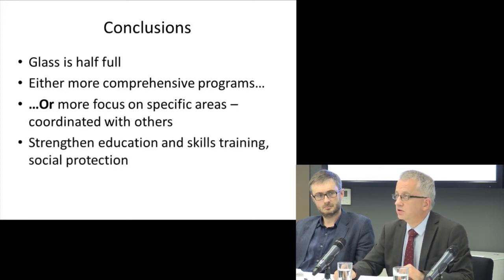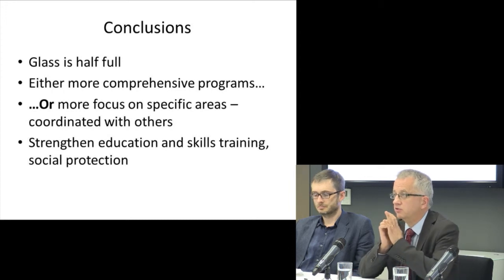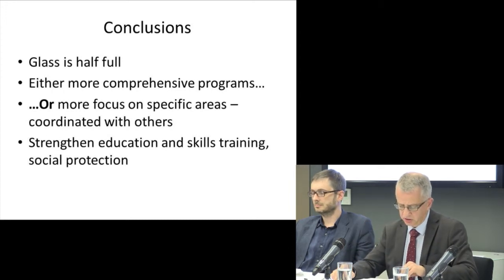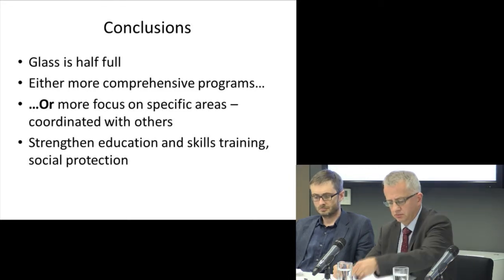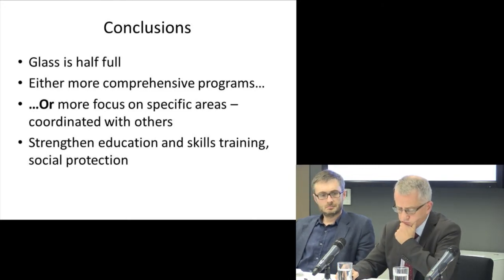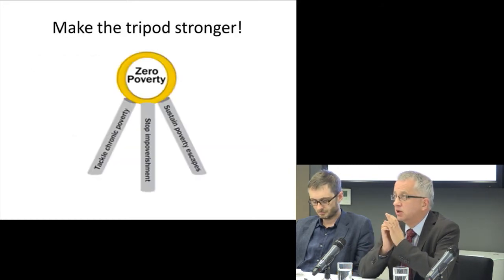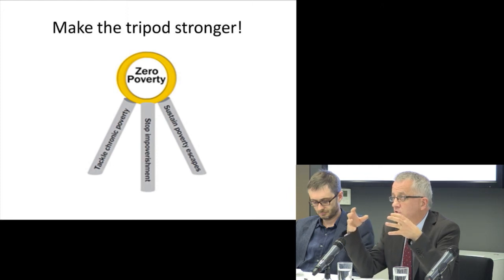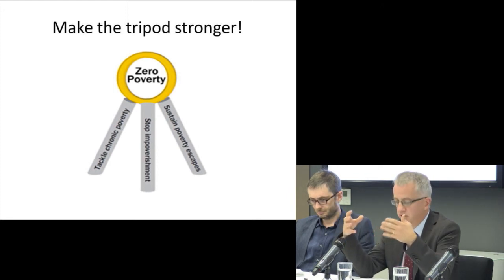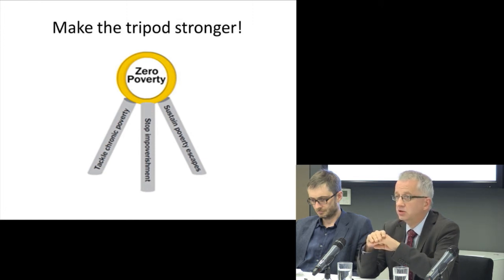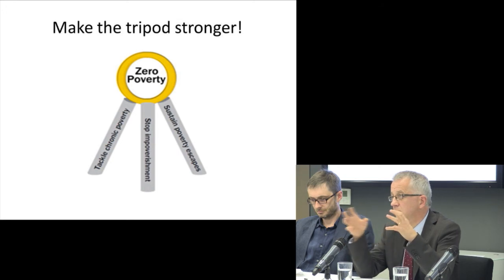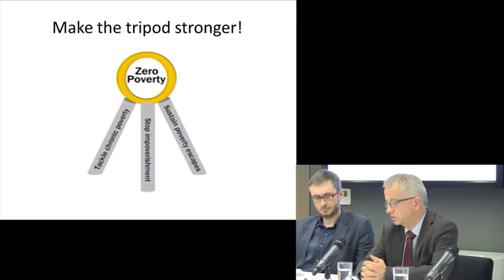I would also say that there's a need to strengthen education and skills training and social protection. So to make this tripod stronger, there is a need for more strategic work, also to see the dynamics of poverty and poverty reduction, to see the combination of interventions that are needed. So glass half full, but there's more to be done.